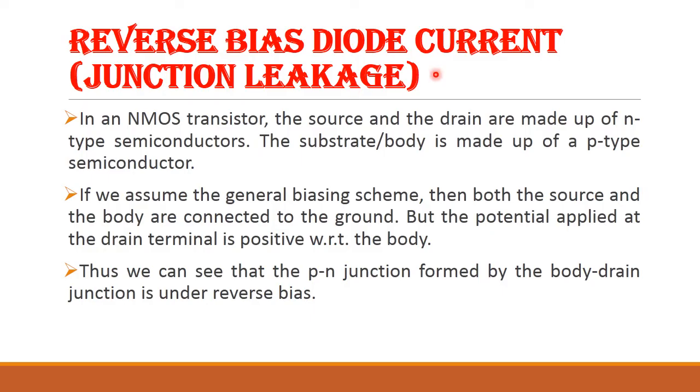Then reverse bias diode current or junction leakage. Here there will be source region, drain region, then in between the drain and the body there will be a PN junction diode. Similarly, in between the source and the body there will be a PN junction diode. Normally these diodes are in reverse bias condition. In reverse bias condition there should be no current flow in the ideal case, but practically there will be some leakage current. So this is called junction leakage.